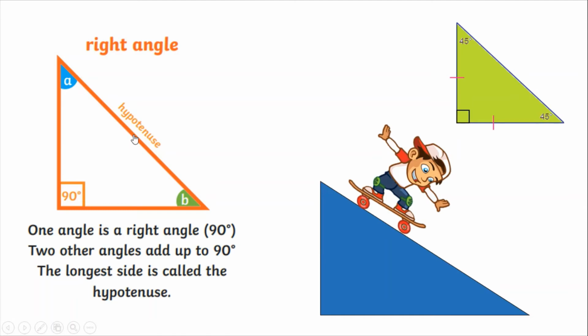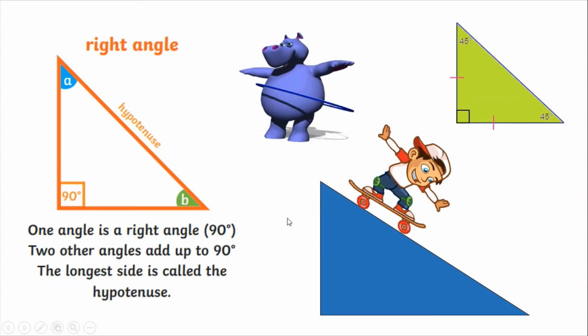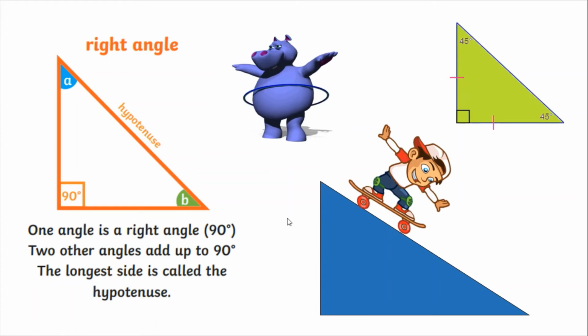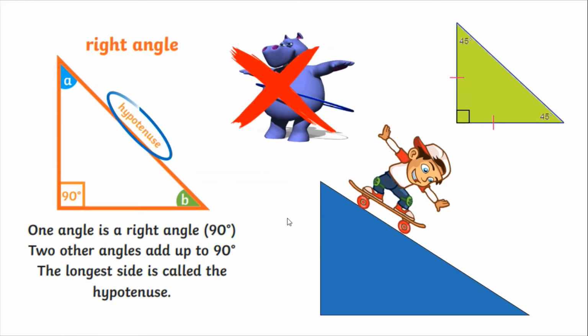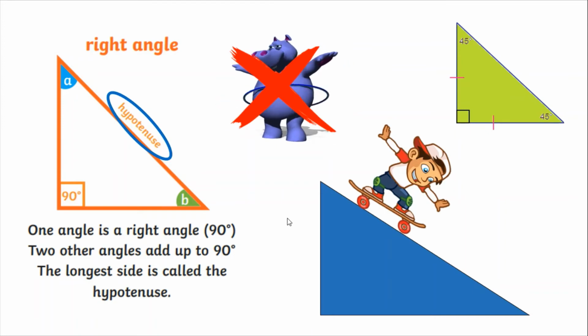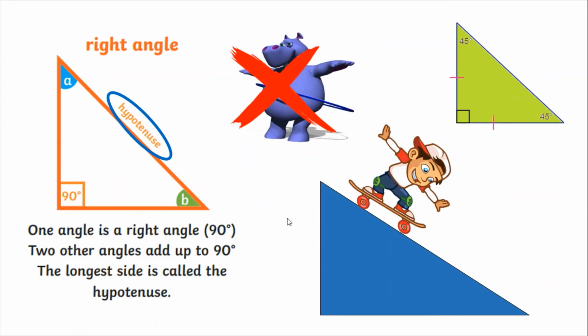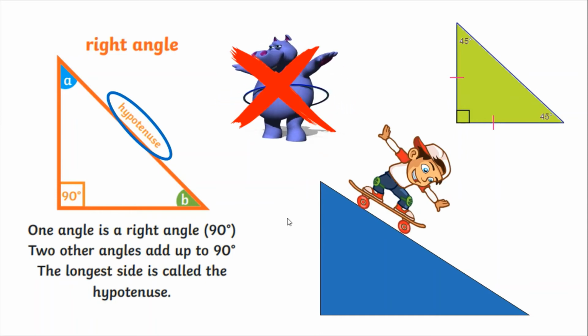You can say, oh, look, that triangle has a hypotenuse. That's not a hippo. No, no, no. Not a hippo. A hypotenuse. Very cool word for you to impress people with. Hypotenuse. No dancing hippos, please.